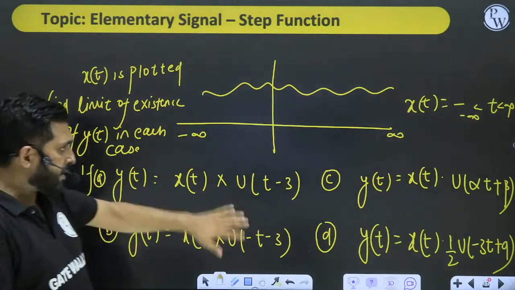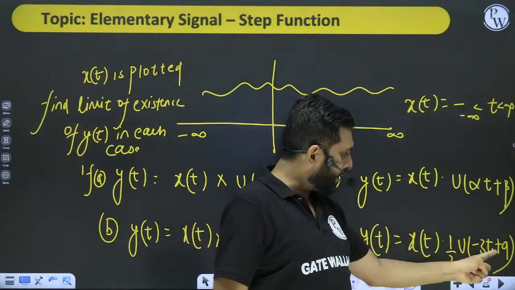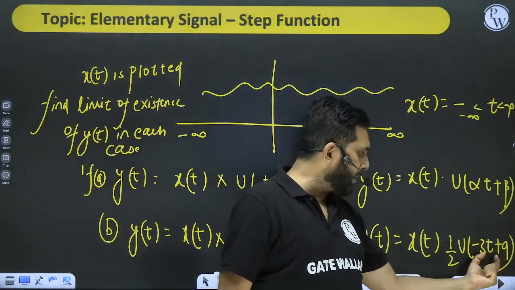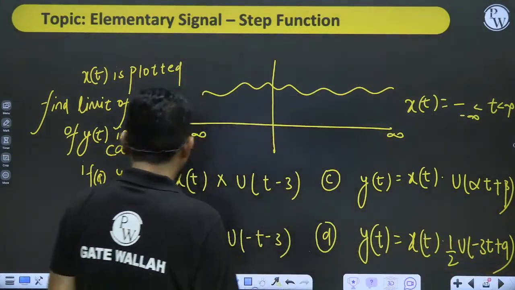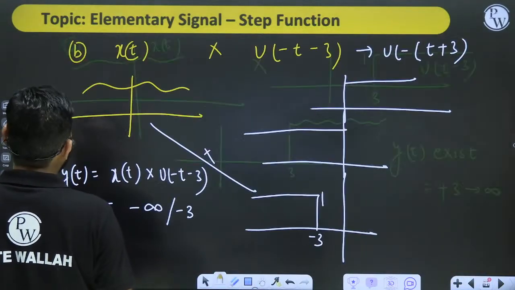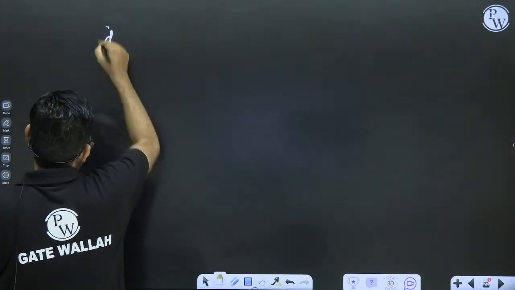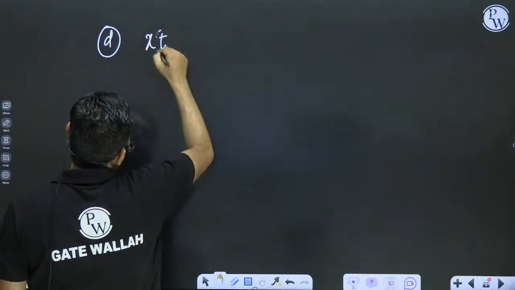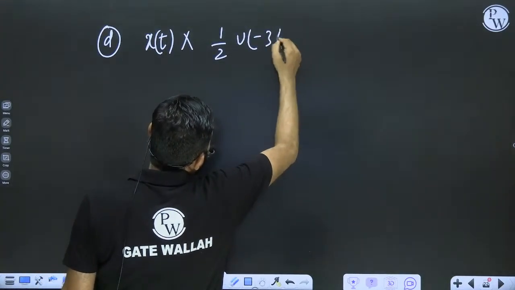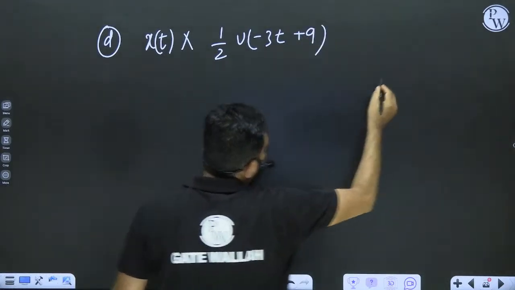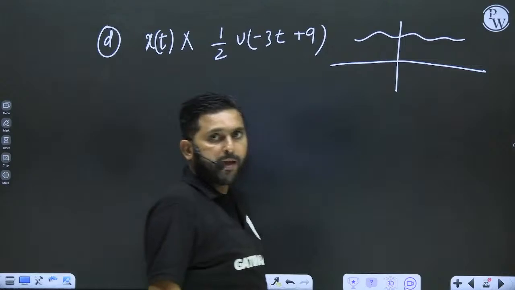So I think you can make all the examples. Now this I covered, alpha t plus beta also I covered. What about this one? I already told you, u(minus 3t plus 9). Let's take this function also. Let's cover part d. d was x of t multiplied with 1 by 2 u(minus 3t plus 9). And what about x of t? x of t is this function.